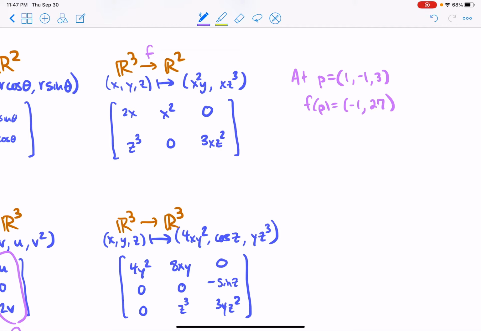Okay. And now, what do these three columns become? They become, well, let's see, plug in 2 and a 27. And then x squared 0 becomes 1, 0. And a 0, and then becomes 0. And the last one becomes a 3 times 1 times 9. Okay, again a 27. Interesting. I just made up these maps randomly, so.